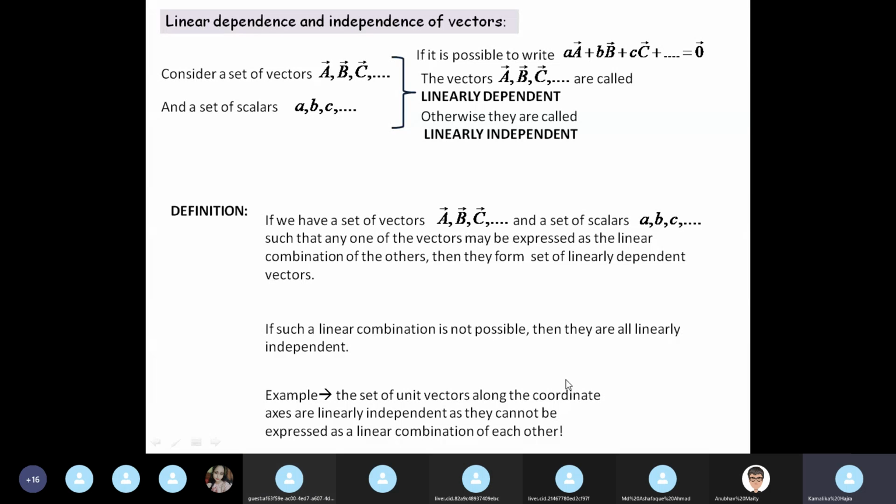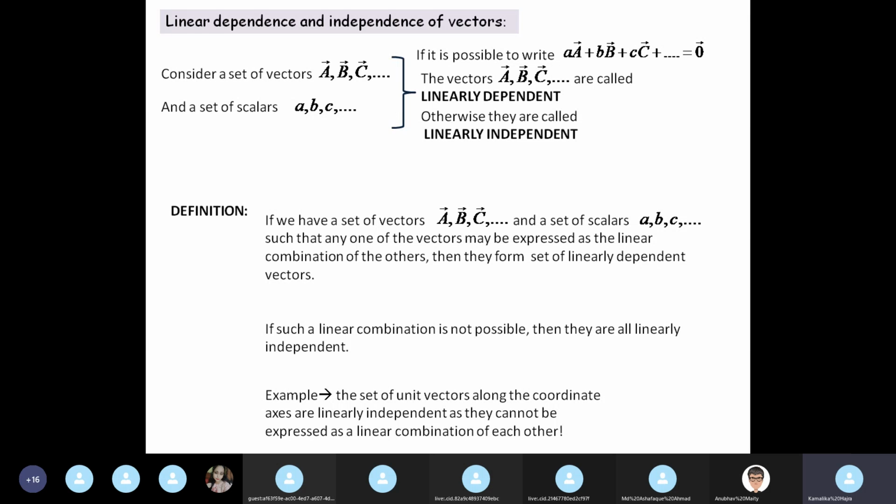Just now I told you that if they can be written as a combination, they are dependent. If they cannot be written as a combination, they are independent. Unit vectors I cap, J cap, K cap. Can we write I cap equal to some 2 K cap plus 3 J cap? We can never write it. I cap, J cap and K cap, one cannot be written as a linear combination of the other two. So they are independent. And why is this important?